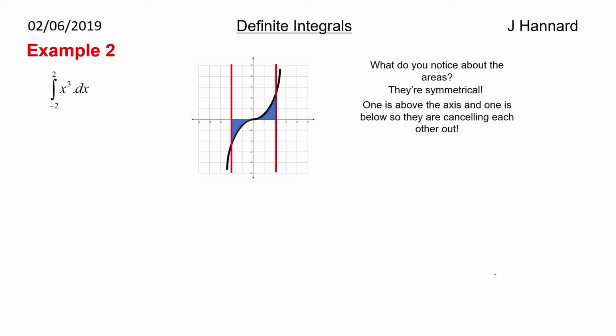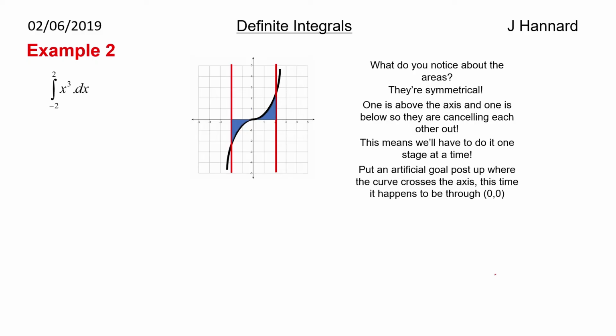If you just put minus 2 and 2 through the integral of that, because it's an odd function when you integrate it, you will just end up with the same answer taken off each other, and it'll be 0. So what we're going to have to do is do it one stage at a time and basically add the numerical value of the area together. So we put an artificial goalpost down the middle of it, where basically the line of symmetry, and it happens to be at 0, 0 this time. So we now split the integrals into 2. So we've got the integral between 2 and 0 of x cubed, and the integral between 0 and minus 2 of x cubed, both with respect to x.